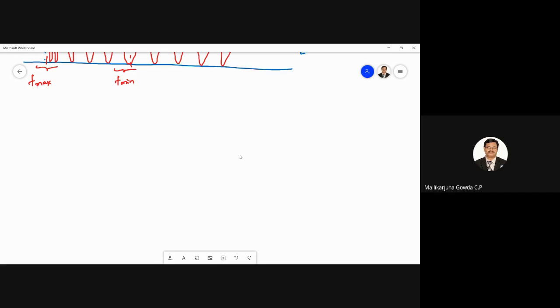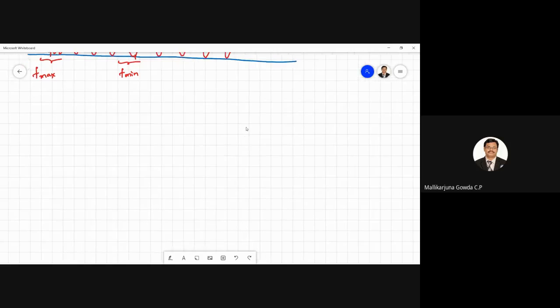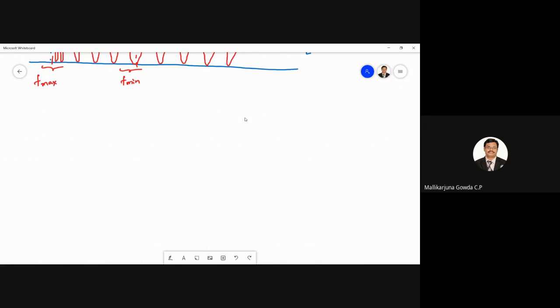No. I will talk about linear. See, if it obeys the principle of superposition, then we say the system is linear. If it is not obeying the principle of superposition, then we say it is non-linear. So FM and PM, or we say angle modulation, is a non-linear modulation.